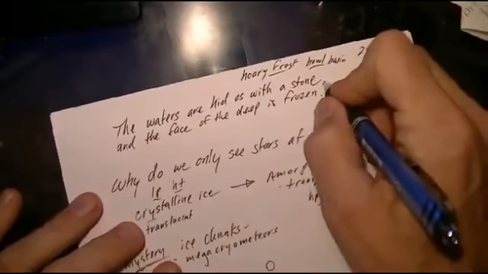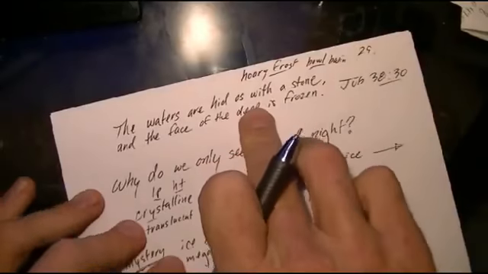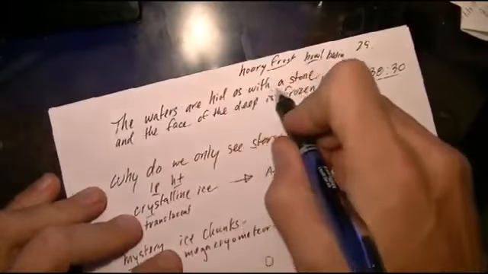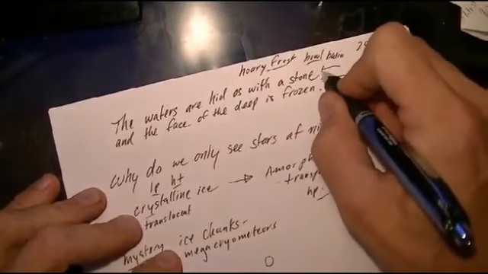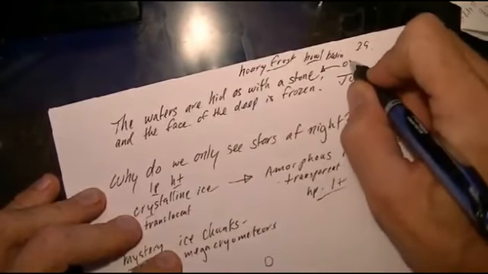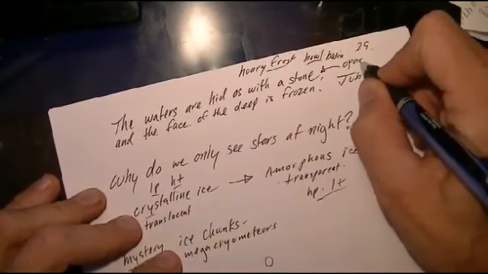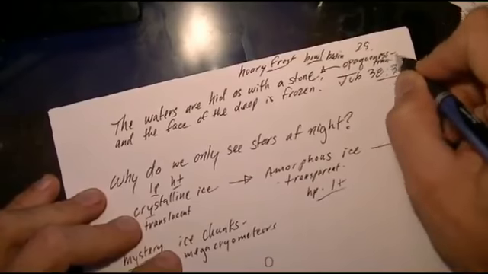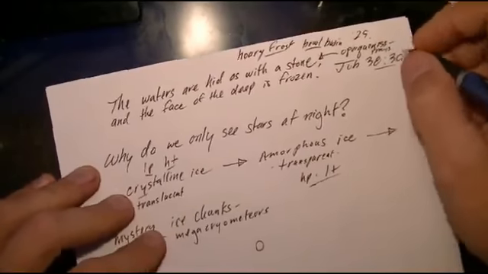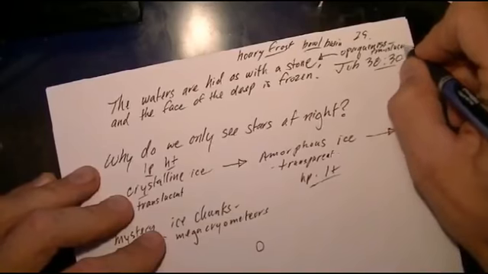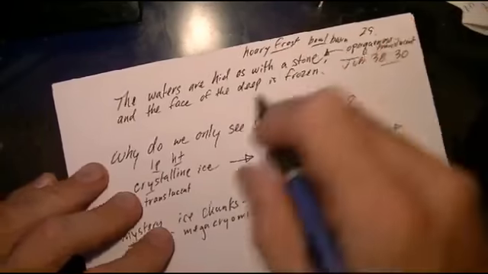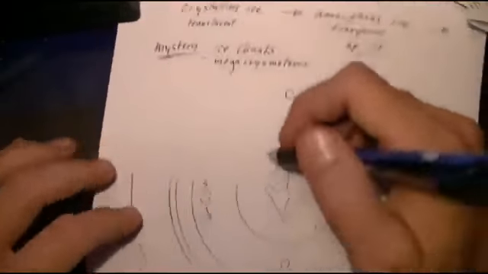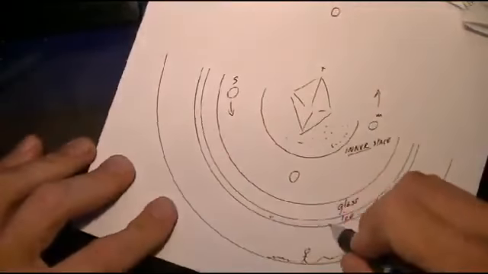Okay. Initially I thought this was interpreted differently. However, now I understand that the waters that are hid as with a stone, they're talking about opaqueness, basically, or translucency. So you can still see the sunlight through this translucent ice, but you cannot see the stars, okay? And the face of the deep is frozen. Now the deep here doesn't mean down below, it means up above. That's the deep. This is the face of the deep, so it's frozen.